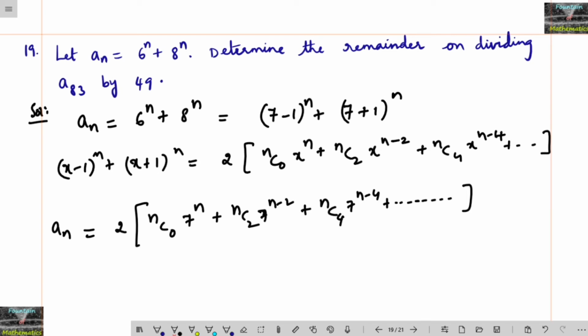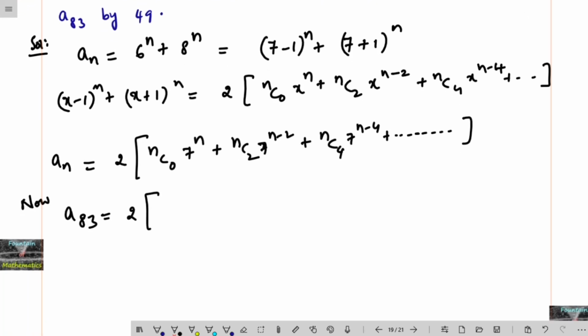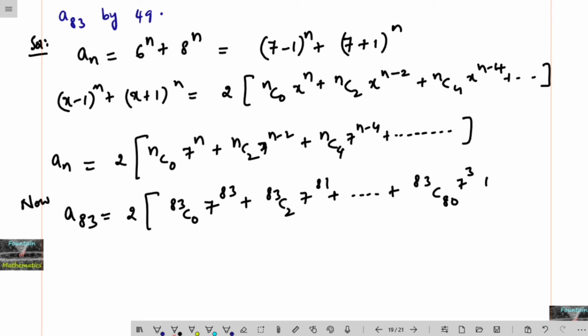So what is the question here? A83. So now A83 is equal to 2 times 83C0 7 to the power of 83 plus 83C2 7 to the power of 81 plus, and so on, 83C80 7 to the power of 3 plus 83C82 7 to the power of 1. That's all. These are the numbers we will be getting.